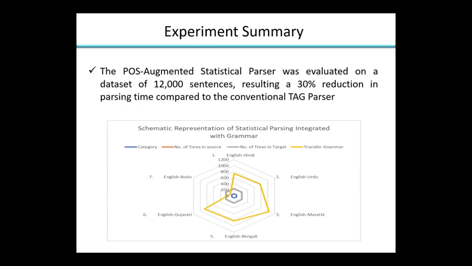The overall result shows a 30% reduction in parsing time by using the POS-Augmented Statistical Parsing framework compared to the traditional and legacy parser. That is what we have done, and we have achieved this.